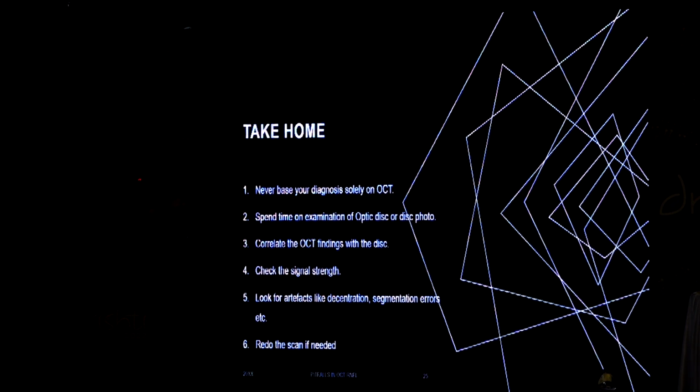Spend time examining the optic disc or the disc photo and try to correlate the findings on the OCT machine with those on the disc. And absolutely look for the signal strength and the artifacts. If you find all of these or any of these, please redo the scans.